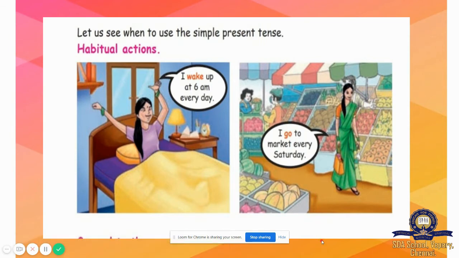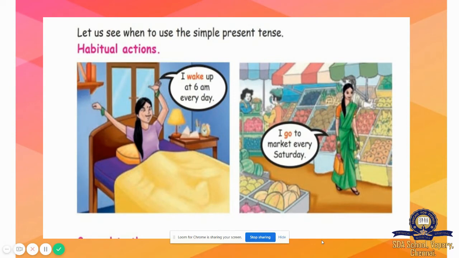Then a few examples for habitual actions. He plays game after school. I repeat, he plays game after school. Yes. Here what is the present tense? Plays. Yes, very good. So plays is a simple present tense in habitual actions.